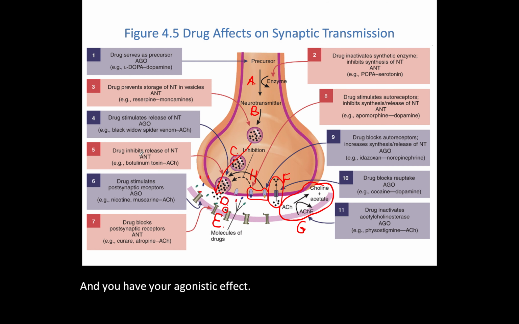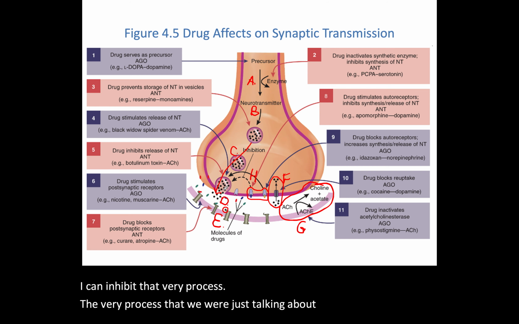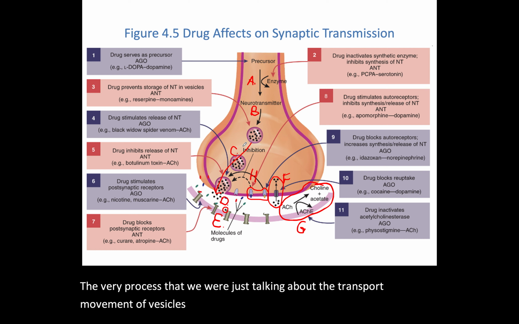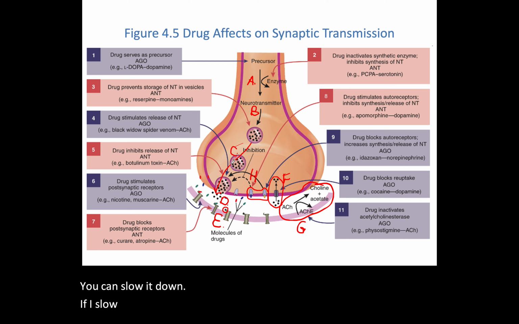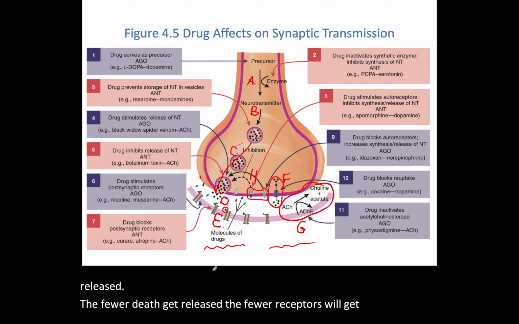Mechanism 5, we're back to antagonism. I can inhibit that very process. The very process that we were just talking about, the transport movement of vesicles to the membrane. You can slow it down. If I slow down the movement of these vesicles, fewer of them will get released. The fewer that get released, the fewer receptors will get activated. We have antagonism.